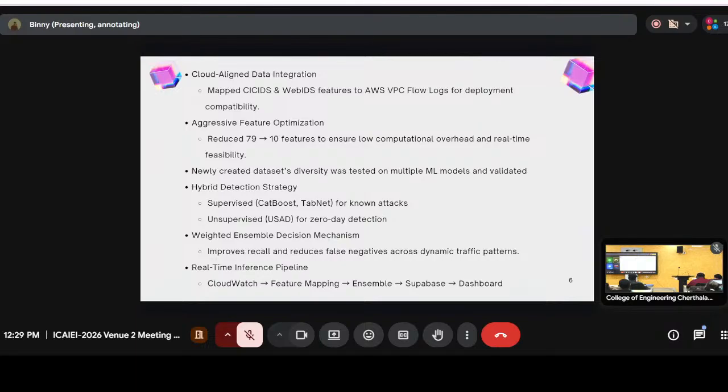So yeah, we have mapped the CICIDS and web IDS datasets with AWS VPC Flow Logs for practical deployment purposes. And second, we have drastically reduced the number of features from 79 to 10, and yet we are getting good accuracy. And the data, TabNet and USAD, we have primarily trained USAD for detecting zero-day attacks.